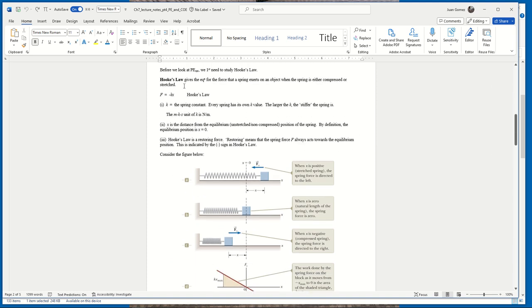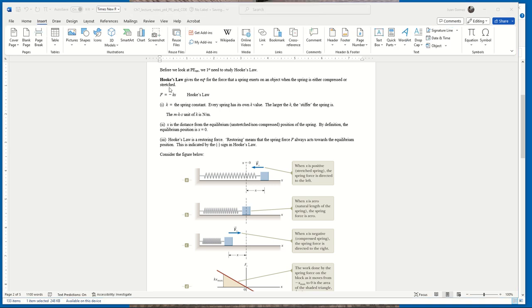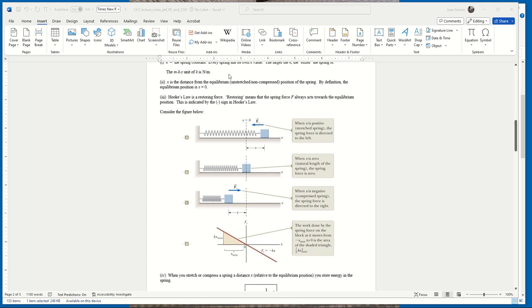And remember, we covered Hooke's Law. We did the lab on Hooke's Law, or we're in the process of doing the lab on Hooke's Law. And remember, Hooke's Law gives the equation for the force that a spring exerts on an object, assuming that object is obviously attached to a spring. Hooke's Law gives us the force on the object when the spring is either stretched or compressed by a distance of x. So F is equal to minus kx. Remember, the minus sign means in the language of physics that it is what's called a restoring force. It always acts so as to pull the object towards the equilibrium position.